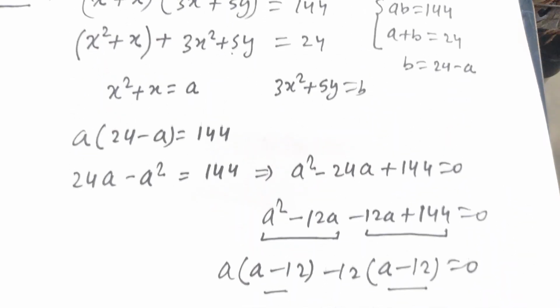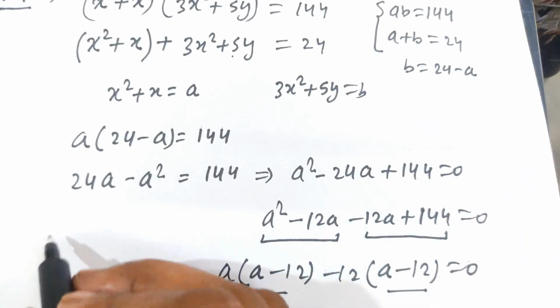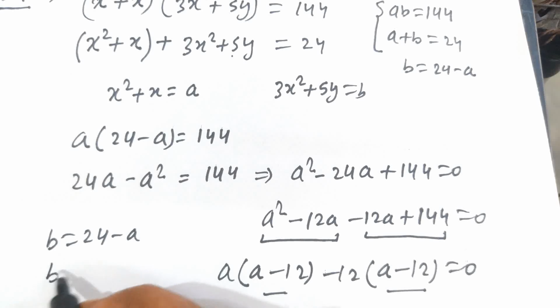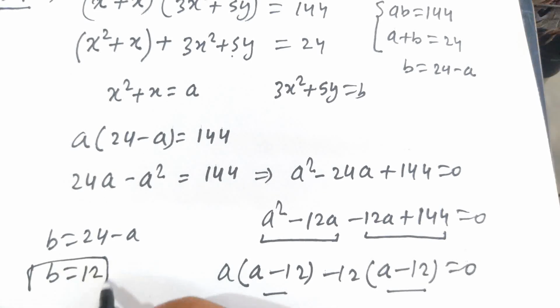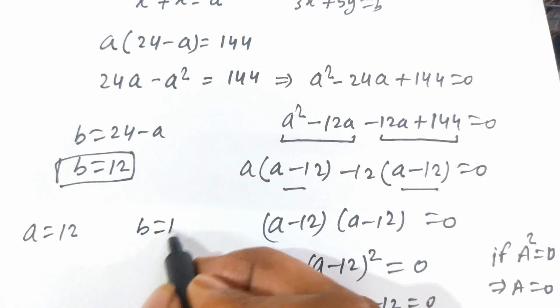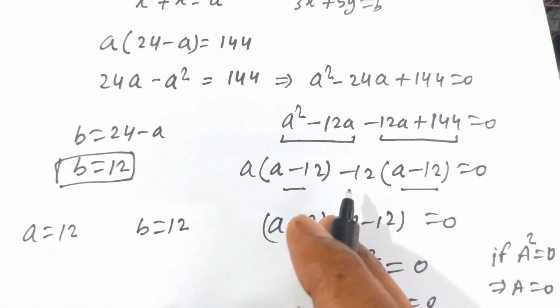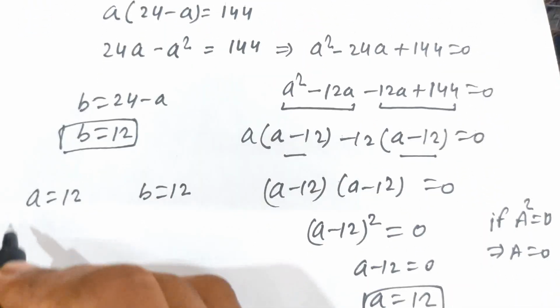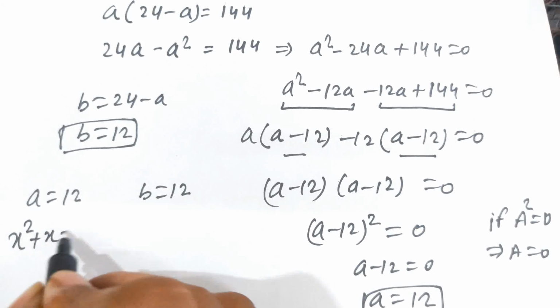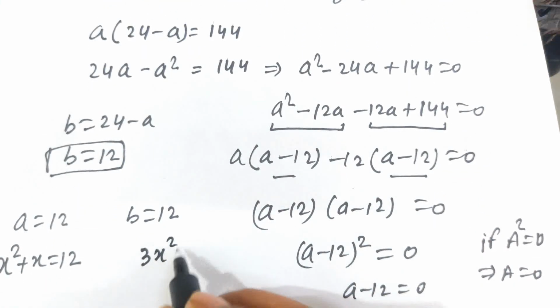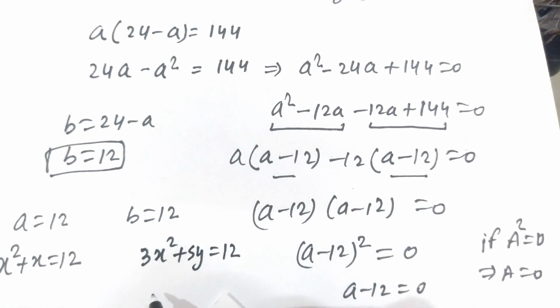And we know that b is equals to 24 minus a. If a is replaced by 12, then value of b is 12. Here a is equals to 12 and b is equals to 12. Now value of a is x square plus x. Then a is replaced by x square plus x, and this is equals to 12. And value of b is 3 times x square plus 5 times y, and this is equals to 12.